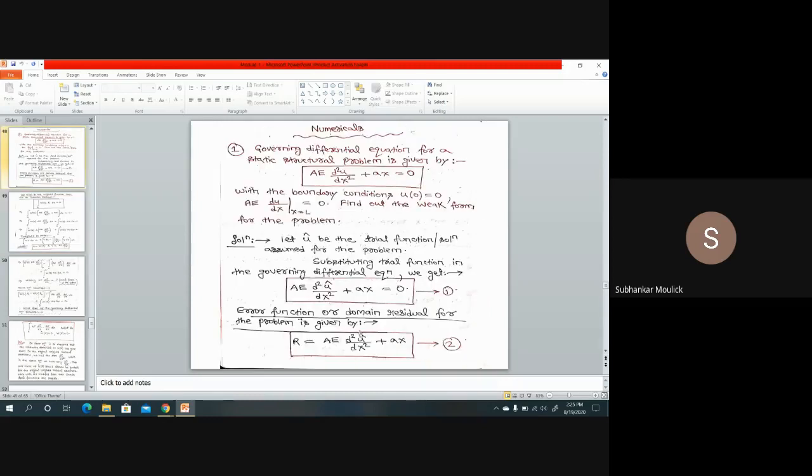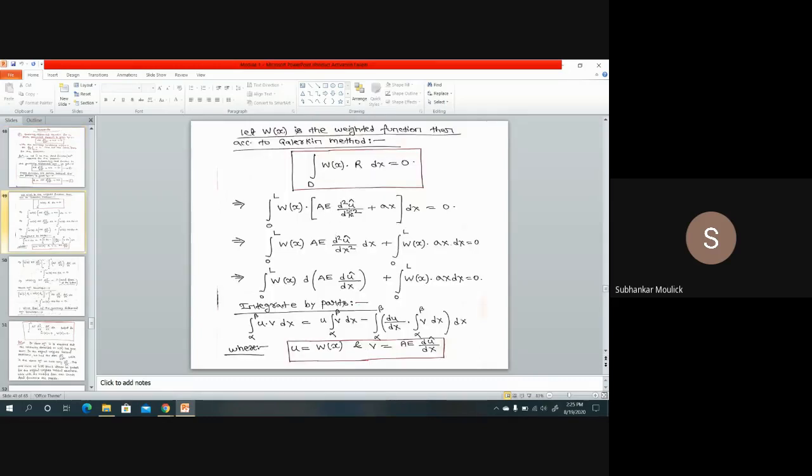The residual is given in equation number 2, that is A into E d2 u cap over dx square plus ax. See, A into E d2 u cap over dx square plus ax, into dx, equal to 0. Now let us multiply this weighted function with the entire term present in the bracket. So we can write integral 0 to L w of x into A E d2 u cap over dx square dx, plus integral 0 to L w of x into ax dx equal to 0.